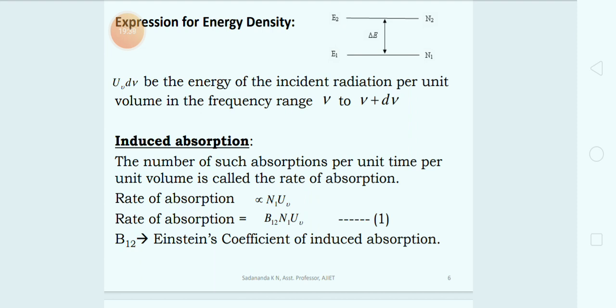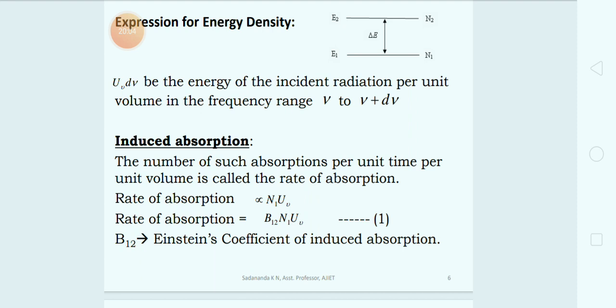Number density is nothing but number of atoms per unit volume. That is the definition for number density. Now for this system, there is already some number of atoms which are in the E2 state, and some of the atoms which are in the ground state. Such a system we have considered.